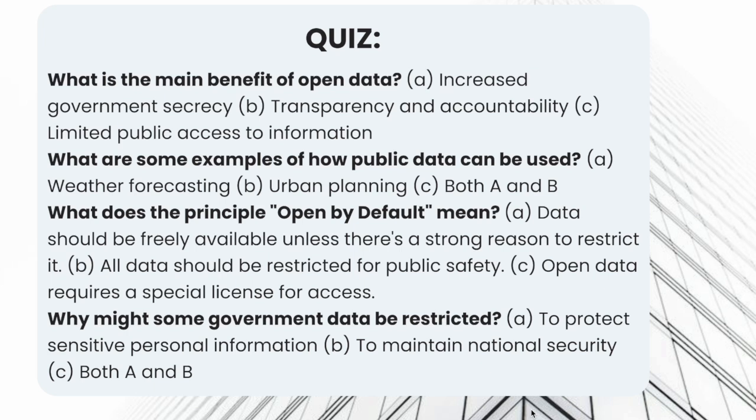3. What does the principle open by default mean? A. Data should be freely accessible unless there is a strong reason to restrict it. B. All data should be restricted for public safety. C. Open data requires a special license for access. Number 4. Why might some government data be restricted? A. To protect sensitive personal information. B. To maintain national security. C. Both A and B.